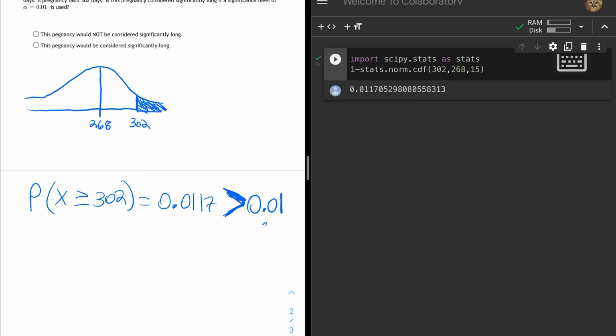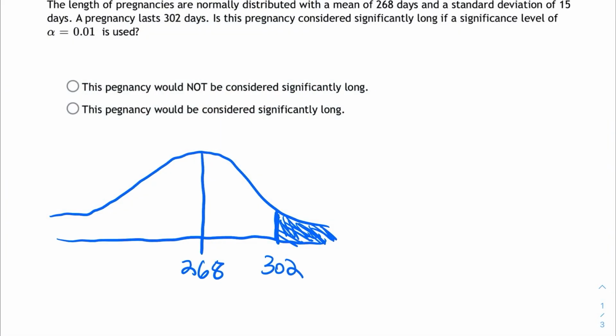The value of alpha, though, is 0.01, so this is greater than 0.01, which is the value of alpha. So since my value is greater than alpha, I know that this pregnancy would not be considered significantly long, because the probability value is bigger than the significance level. So the significance level is the cutoff point. Anything less than 1% is significant. Our value does not have a probability that's less than 1% or even equal to 1%, so it's not significant.